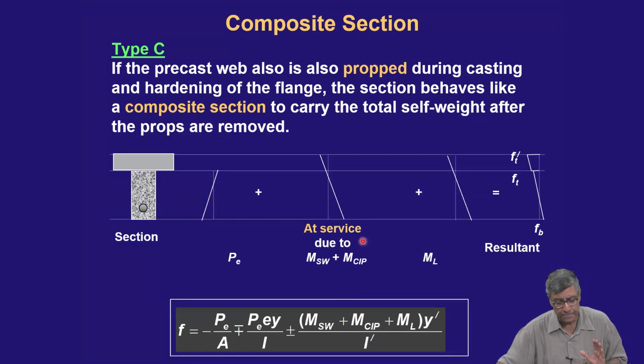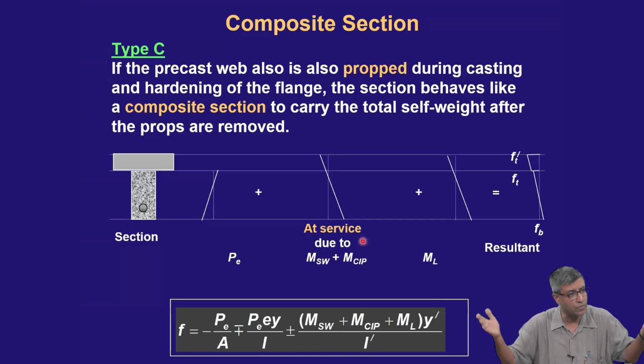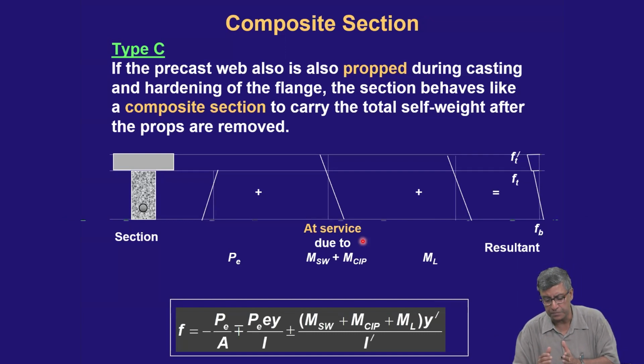But then when you are removing the props, the full weight of the concrete over the precast beam as well as the slab is taken up by the composite section. And any live load after that is also taken up by the composite section. Here also you please note, the self weight has gone to the last term. Please try to see the difference between these equations. Once you understand this construction procedure, you can write the equations by yourself.